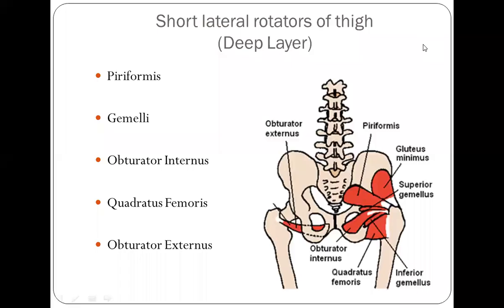Okay. Now we come to another important part of the class, which is short lateral rotators of the thigh. So far, we saw the gluteus maximus is the extensor of the hip joint, and the other gluteal muscles are the abductors. Whereas these deep muscles that we're going to see are called short lateral rotators of the thigh or the hip. So this can be asked as a separate short note for you. So here you can see the muscles I mentioned previously.